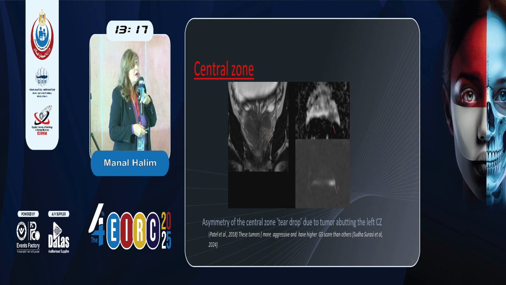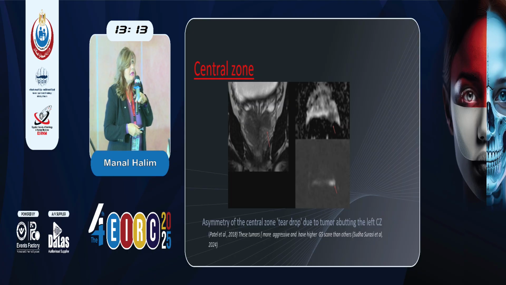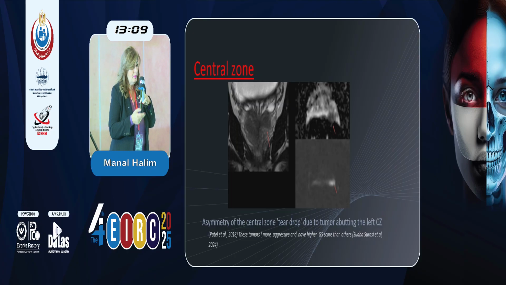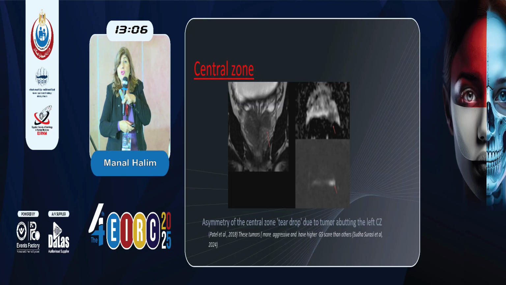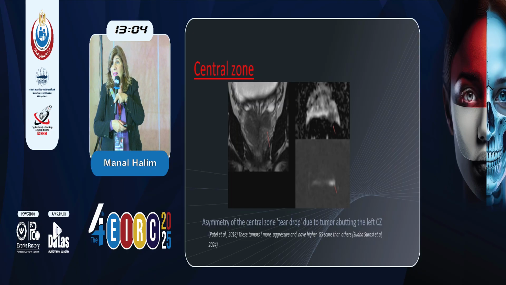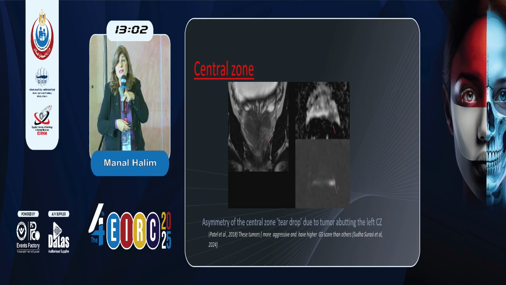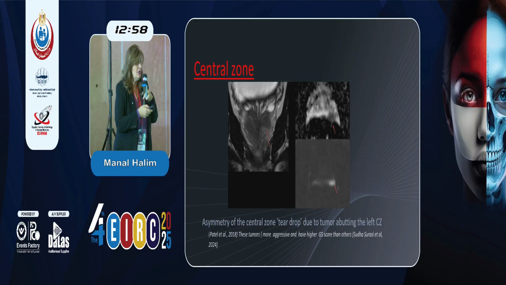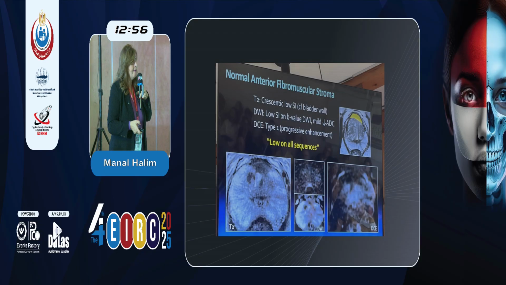Here the asymmetry is because of abutting of a prostatic cancer, which gives us a very low signal intensity in the ADC and high signal intensity in diffusion weighted images. And the problem is the tumors in the central zone are more aggressive and show higher Gleason scoring and sometimes reveal biochemical recurrence after treatment. So take care of the central zone.